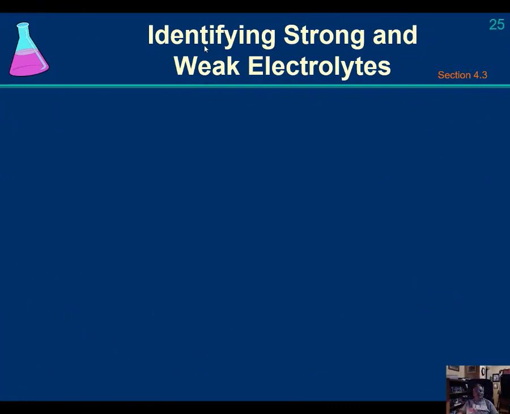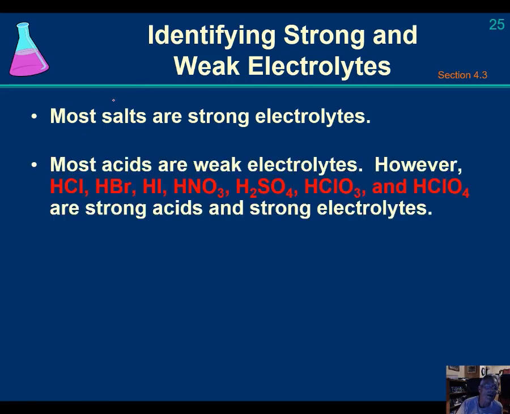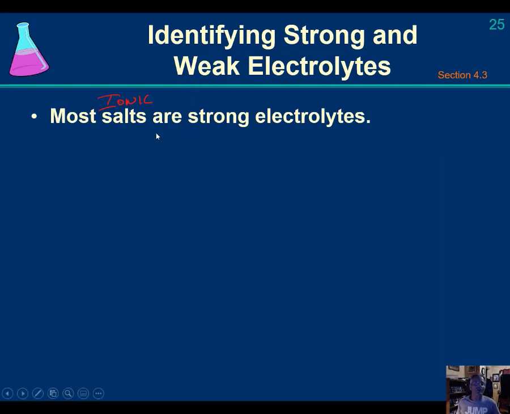Okay, we need to practice a little bit on identifying strong and weak electrolytes. Let's come up with some general categories. Most salts are strong electrolytes. So for salts, what I want you to think about here are simply ionic compounds. Now technically a salt is a cation and an anion from an acid-base neutralization reaction, but most salts are strong electrolytes. Not all, but most. So if it's an ionic compound, you're probably thinking strong electrolyte.